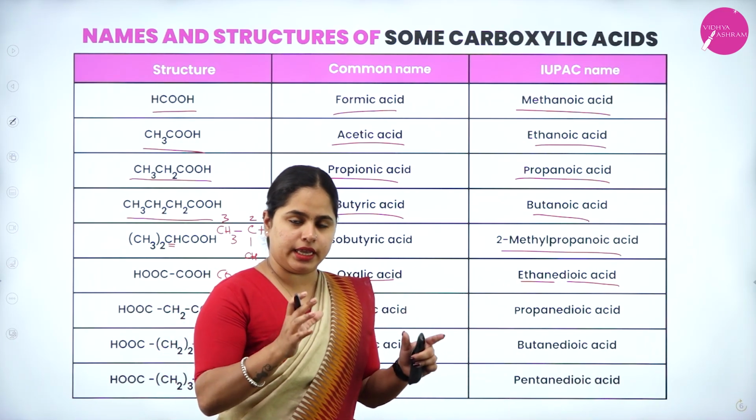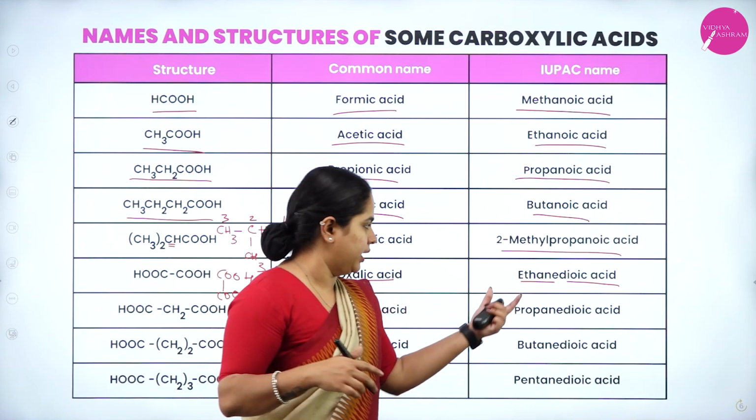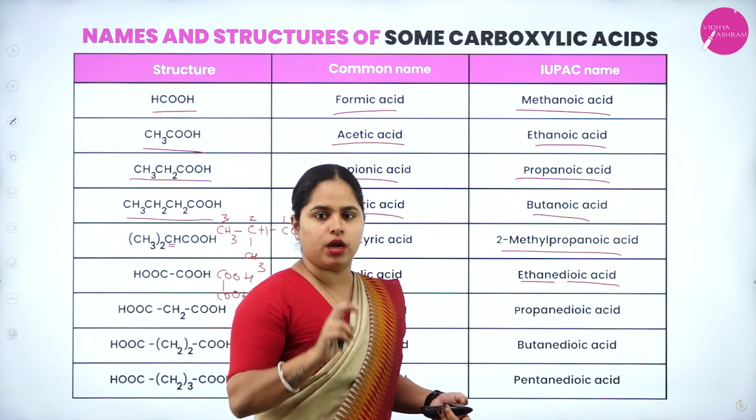The full name of the alkane should be written. It is ethane, two carbon atoms, right? Ethane dioic acid, because two carboxyl groups are there.